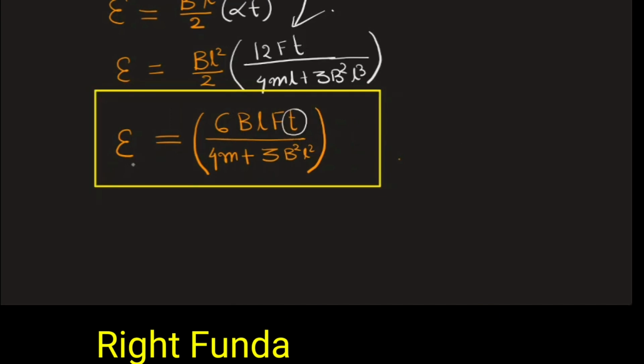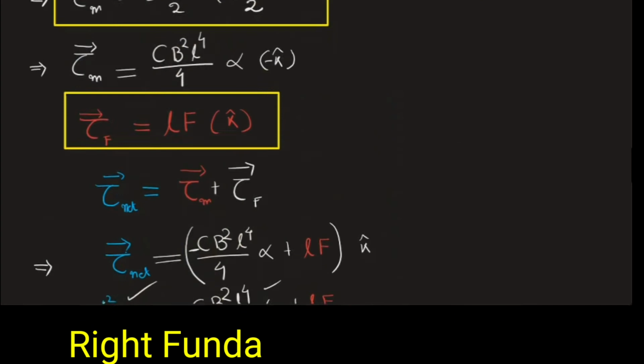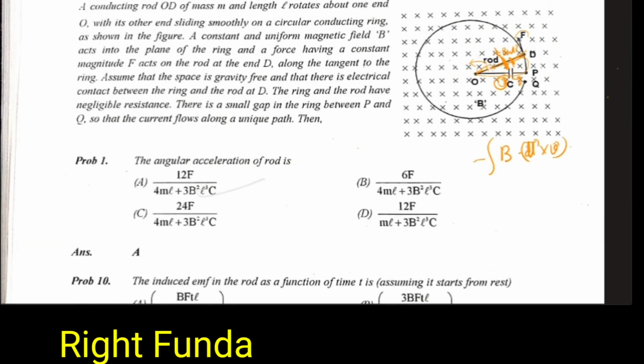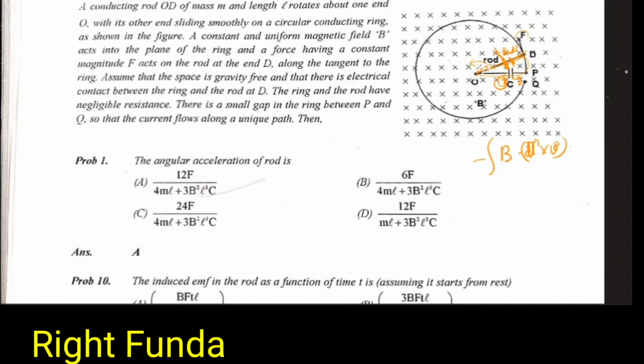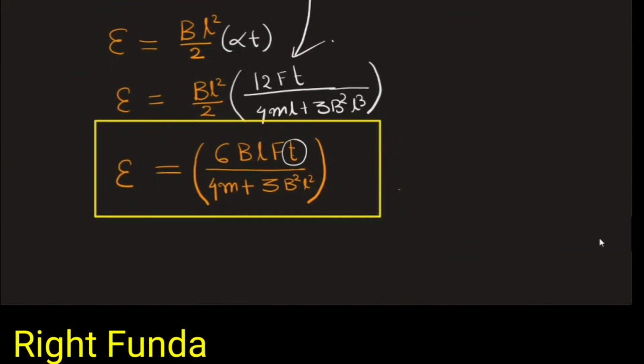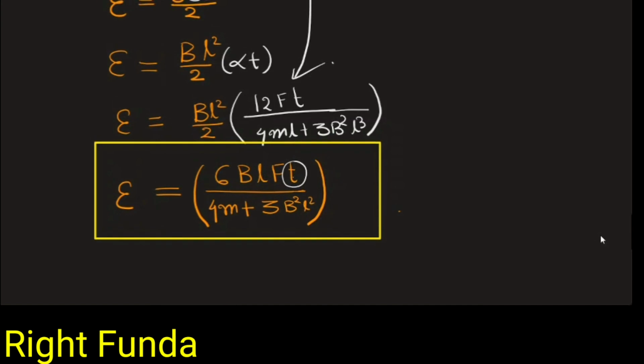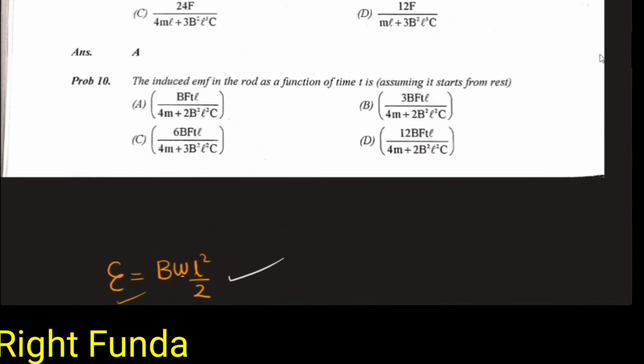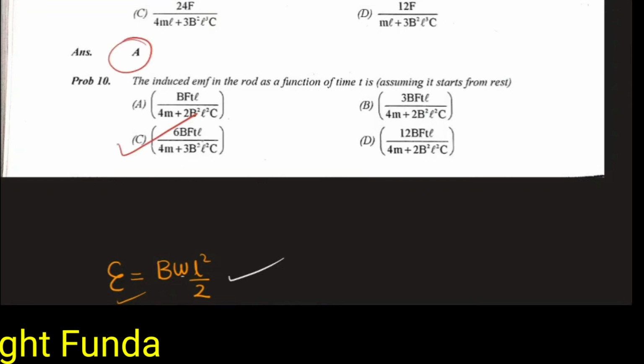As time increases, the induced EMF will be increasing. The induced EMF is a linear function of time, and we have checked that in this case the center point will be positive and the periphery point will be negative. There is a higher potential compared to the lower potential, and the value is equal to 6b LFt by 4m plus 3 b square L square. Let's check the answer: 6b LFt by 4m plus 3 b square L square is option C, my correct answer. So A and C are correct.